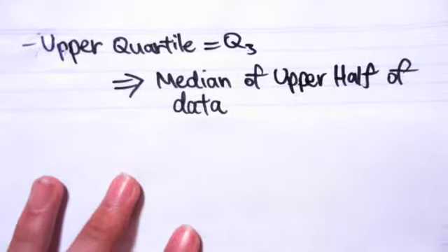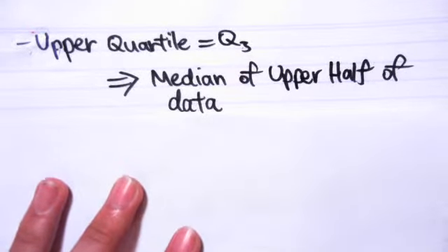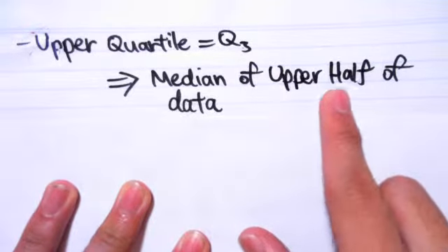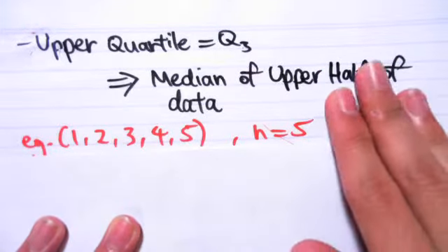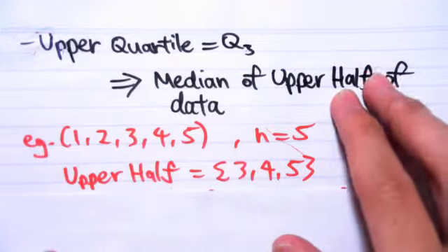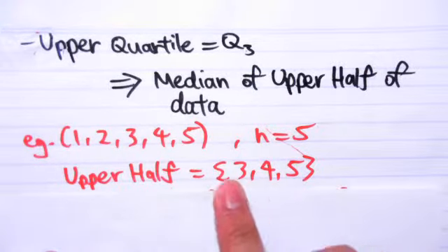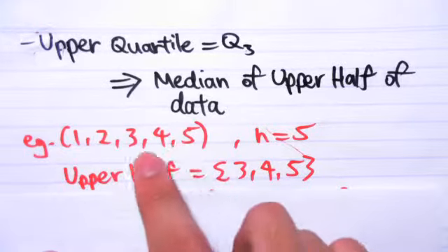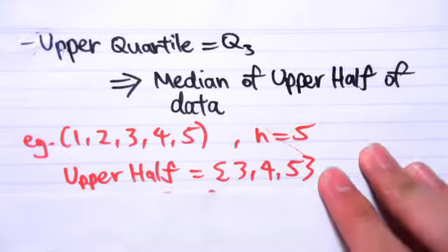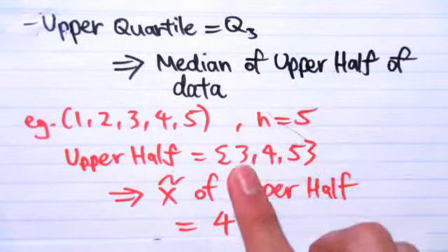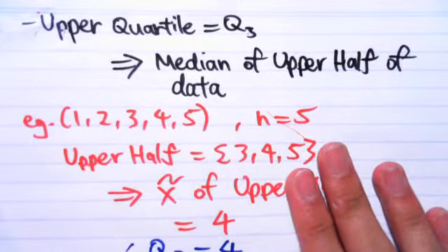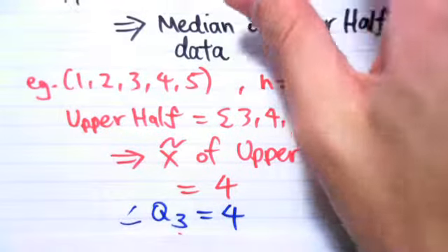Let's go through the next number, which is the upper quartile, Q3. The upper quartile is defined as the median of the upper half of the data. Again, with our example 1, 2, 3, 4, 5, with a sample size of 5, we identify the upper half, which is 3, 4, and 5. This includes the median, because our median 3 is in our set. So the upper half's median is equal to 4, and now we can conclude our upper quartile is 4.